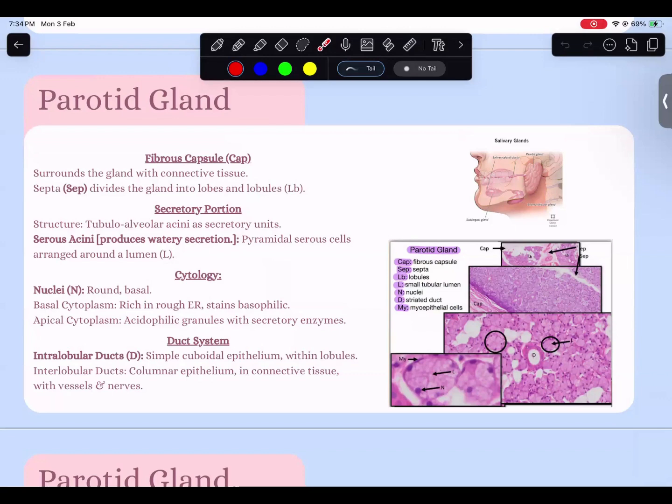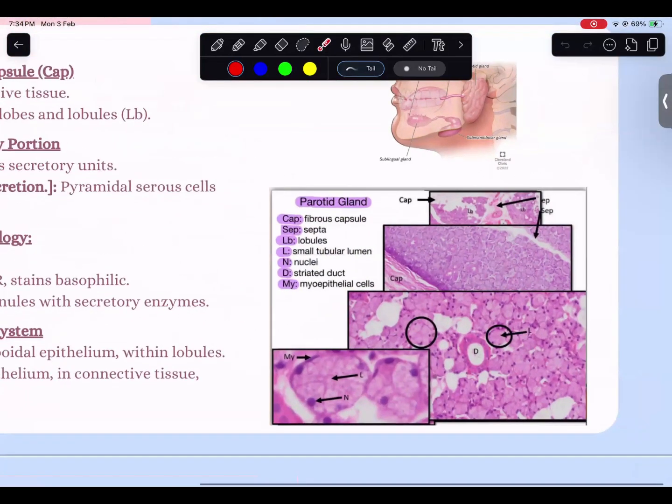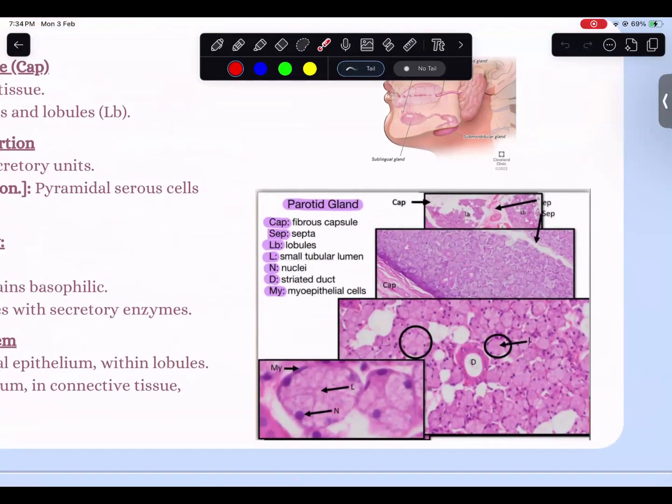So most of the salivary glands that we're going to talk about are covered by a fibrous capsule, okay? So there's going to be a fibrous capsule covering the parotid gland, and the septa of this capsule is going to divide the gland into lobes. So if you see here, this is the capsule, and these are the lobes, and this is the septa that's dividing your gland into different lobes.